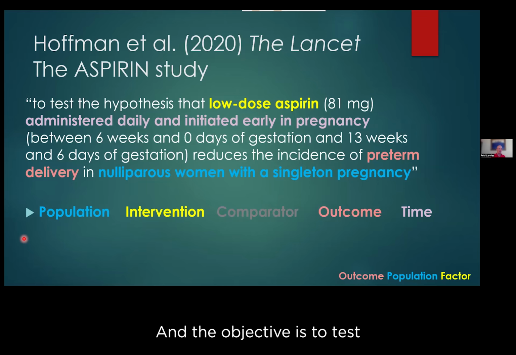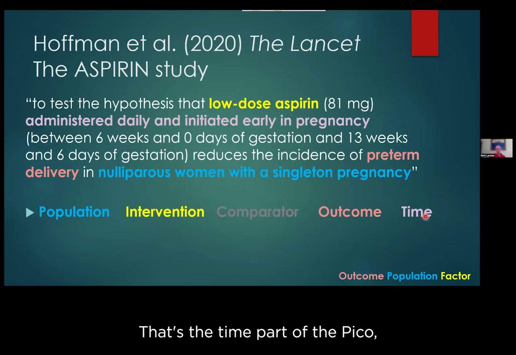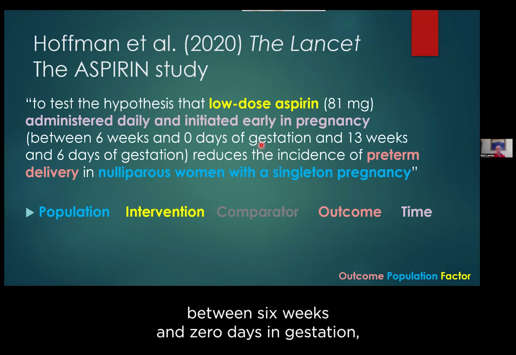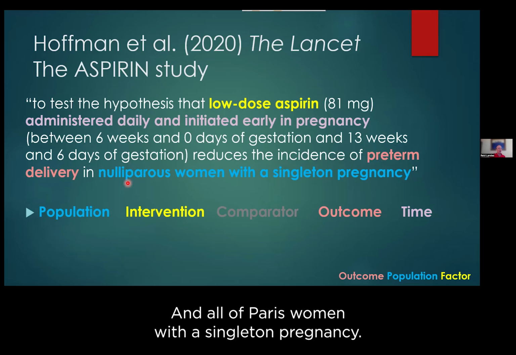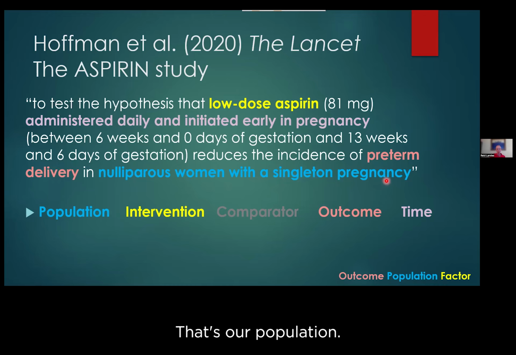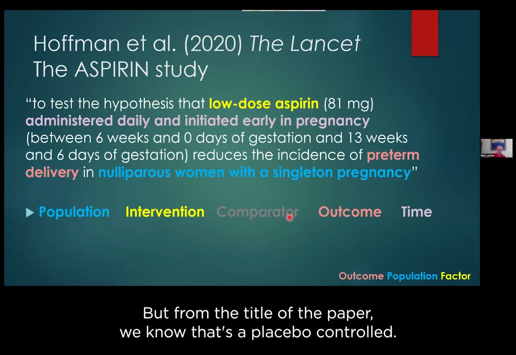The objective is to test the hypothesis that low-dose aspirin, that's our factor, at 81 milligrams, administered daily and initiated early in pregnancy, that's the time part of the PICO, between 6 weeks and 0 days of gestation and 13 weeks and 6 days of gestation, reduces the incidence of preterm delivery, that's our outcome, in nulliparous women with a singleton pregnancy, that's our population. Now, in this objective statement of their hypothesis, it doesn't clearly state the comparator. That's why I have the comparator in a gray font right here. But from the title of the paper, we know that it's placebo-controlled.